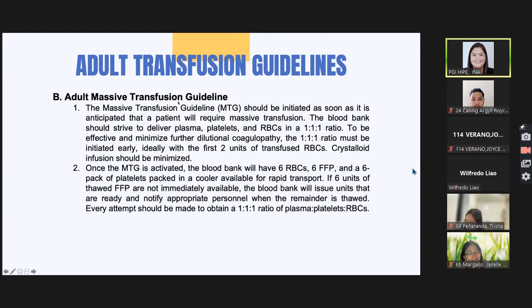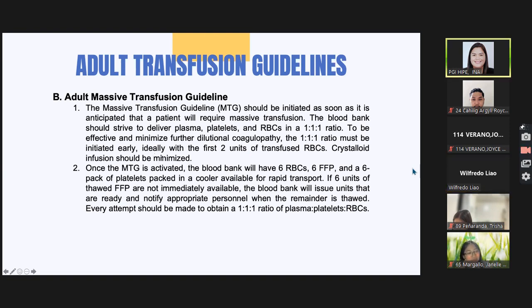We also have the adult massive transfusion guideline. The massive transfusion guideline or MTG should be initiated as soon as it is anticipated that the patient will require massive transfusion. So the blood bank should strive to deliver plasma, platelets, and RBCs in a 1:1:1 ratio. If you are thinking that the bleeding is massive and you need a massive transfusion, you start with fresh frozen plasma, followed by your platelet, followed by your cryoprecipitate. That's a 1:1:1 ratio to prevent the massive transfusion reaction.